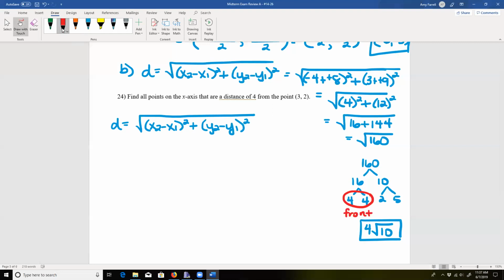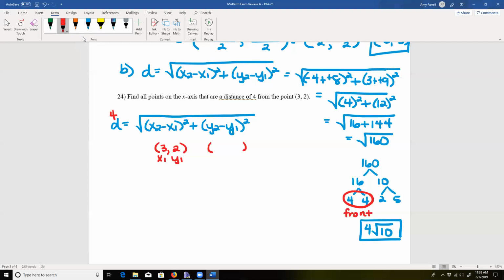So over here for D, I'm going to plug in 4. They also give us a point, 3, 2. All right, so we're going to use 3, 2 as a point. We'll call that our x1, y1. We are not given a second point, though. We are supposed to find that second point. We want to find a point that's on the x-axis, and they do give us that distance. So we have the D.